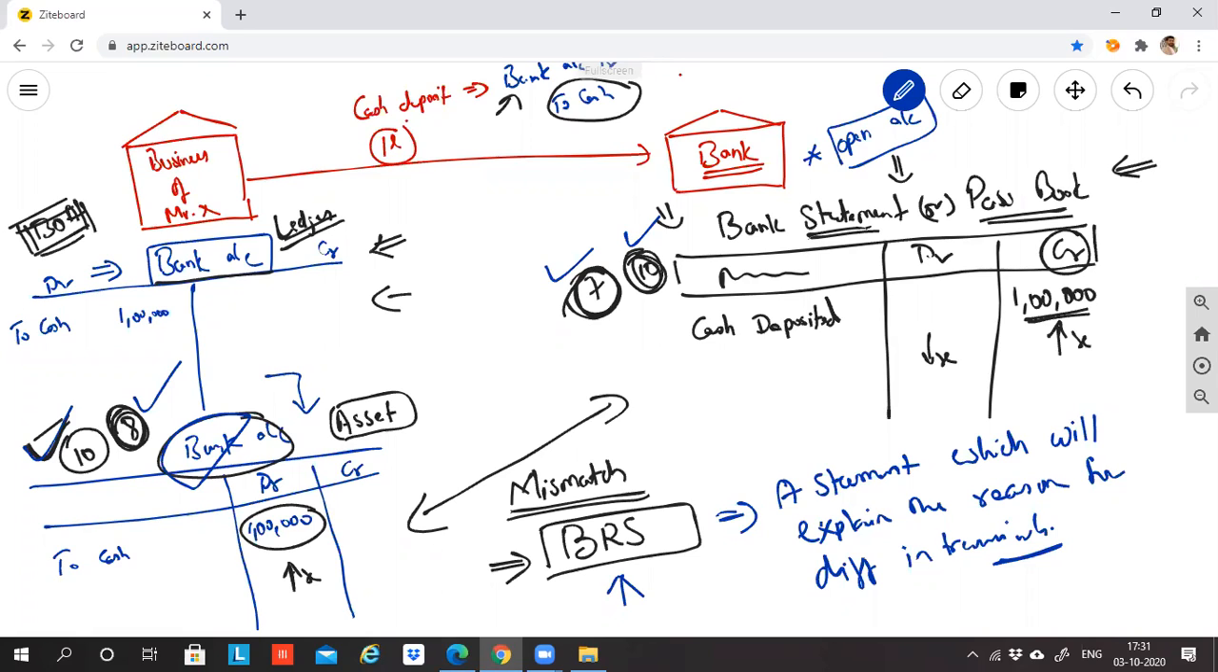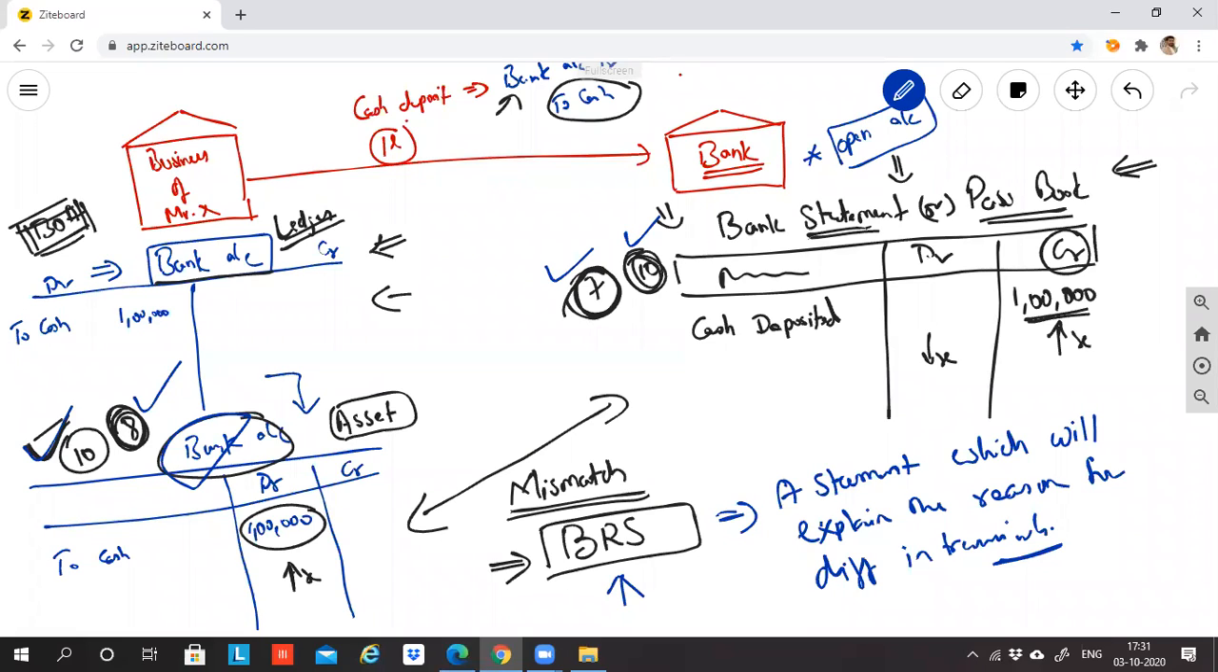So when is the reconciliation statement usually prepared by the business? See, there is no particular timing. You can prepare BRS on a daily basis, on a weekly basis, or on a monthly basis. Practically, BRS is normally prepared at the month end, every month end. And importantly, every year, as on 31st March, BRS happens.